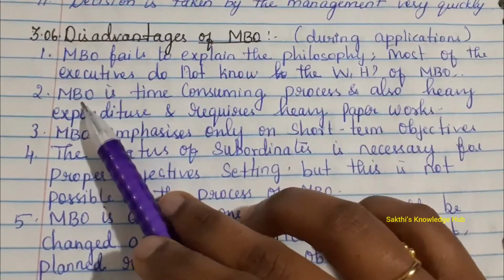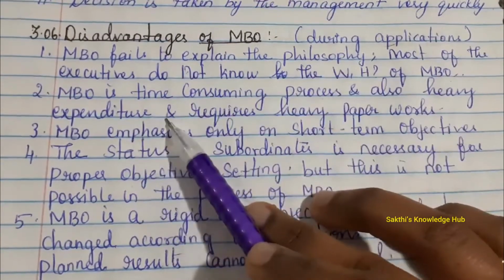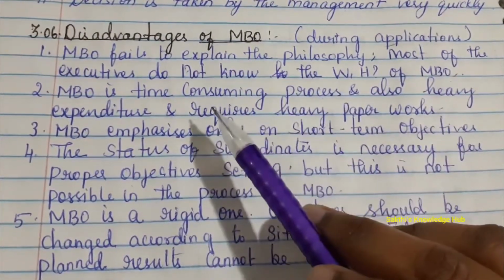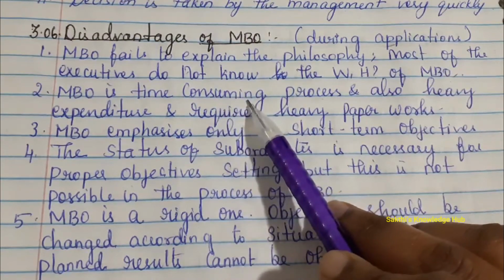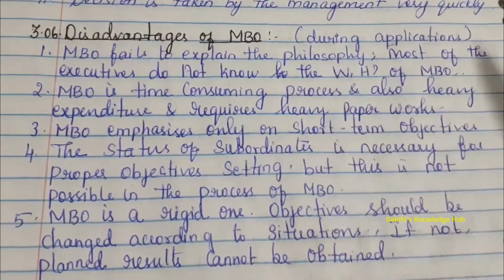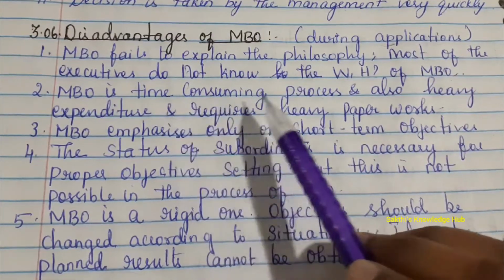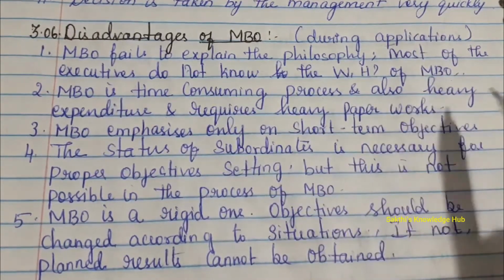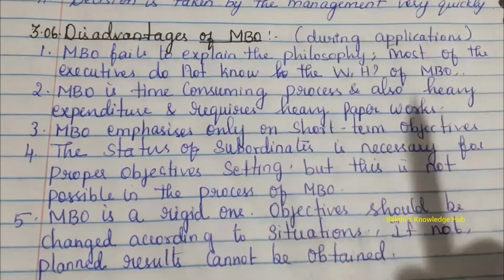And the second disadvantage is MBO is a time consuming process and also heavy expenditure and requires heavy paperwork. So being so standard or fixed, it will definitely take time to complete that particular process. So that's why they are telling it is a time consuming process, one of the disadvantages, and also a highly expensive one as well as very heavy paperwork in case of MBO.